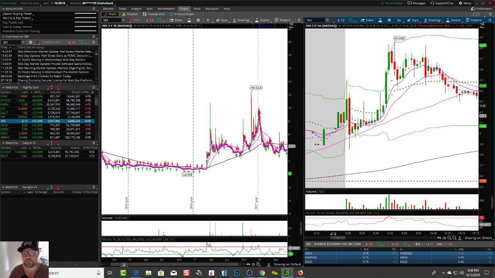Guys, this is why it's so important. You have to have at least a 2-to-1 profit-loss ratio. So if you're risking 12 cents, you have to have the potential to make at minimum, what is it, 2-to-1? Yeah, 24.